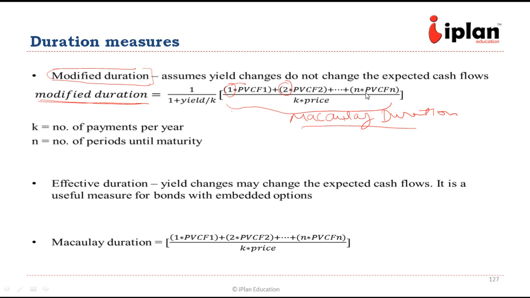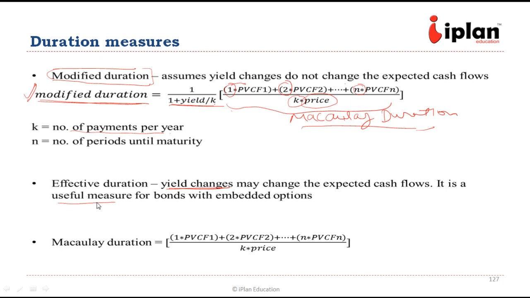divided by price, and K is the number of payments per year. And this Macaulay duration is divided by 1 plus yield divided by K, where K is the number of payments per year. So this is how we calculate modified duration. Again, modified duration also captures the same idea as the effective duration, which is yield changes as per the market and its impact on the price change.